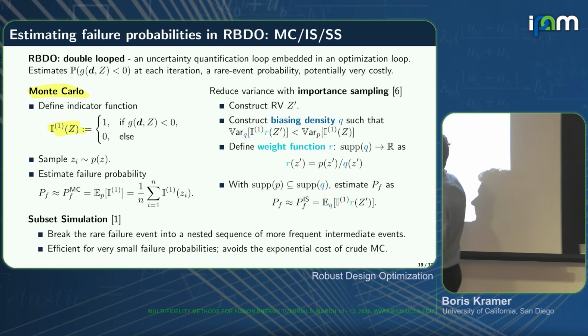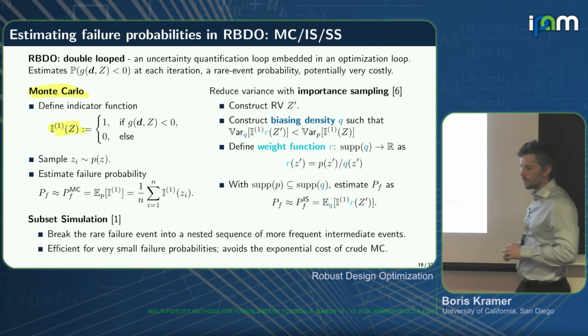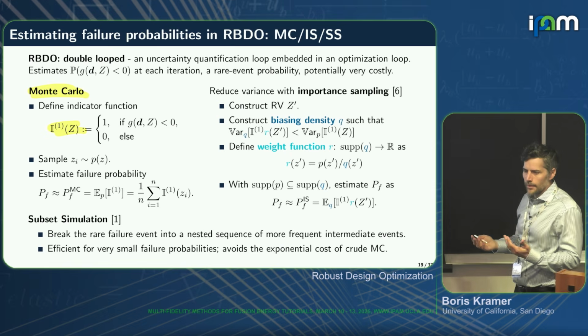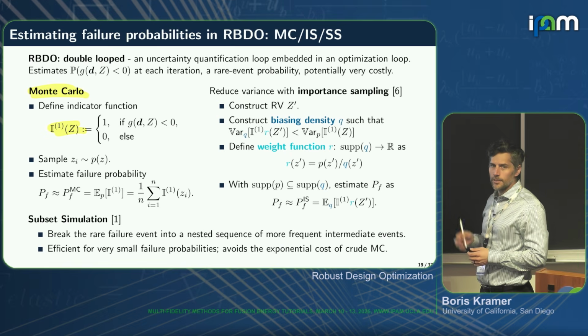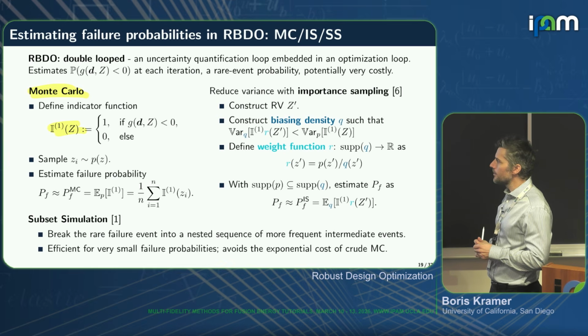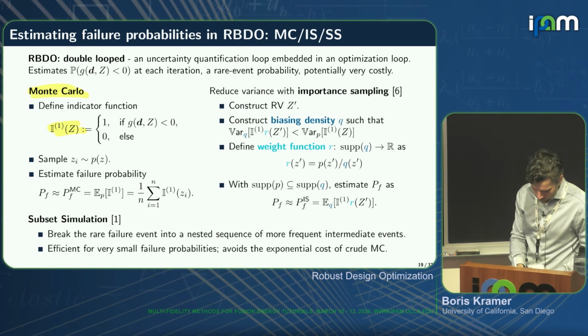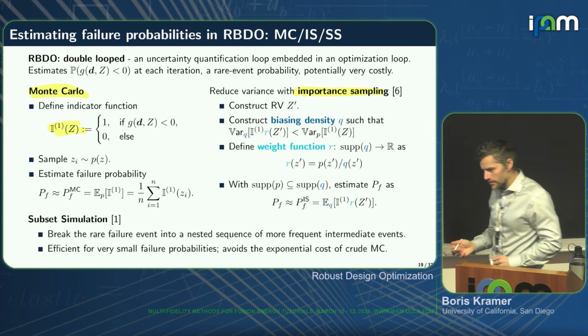And then you count the zeros and the ones, and that gives you the failure probability. As you can imagine, if you want a failure probability below 10 to the minus 5, 10 to the minus 6, you need a lot of numbers to be statistically significant and converge, right? So that's usually out the door.